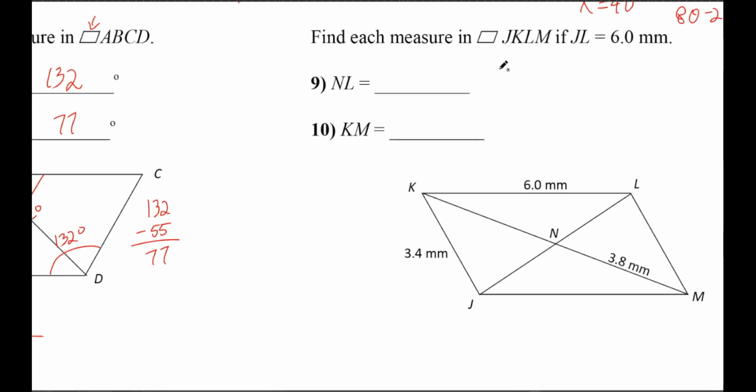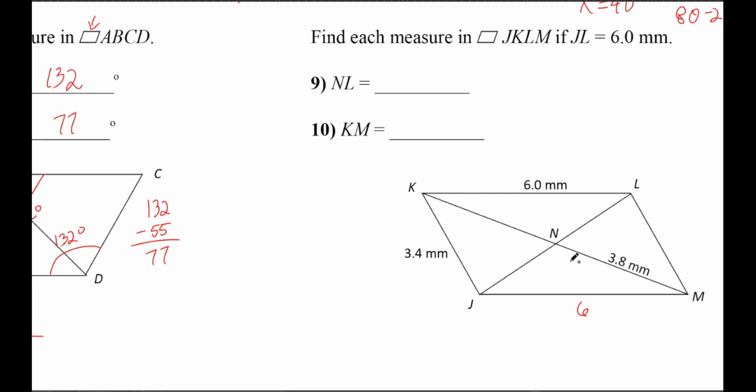Let's take a look at this. Again, this is a parallelogram. Now, this has nothing to do with angles. This is just the sides. So what do I know about the sides of the parallelogram? What do I know about KL and JM? If the top was 6, talk to me, then the bottom is what? 6. Everybody got that? We may or may not use that.